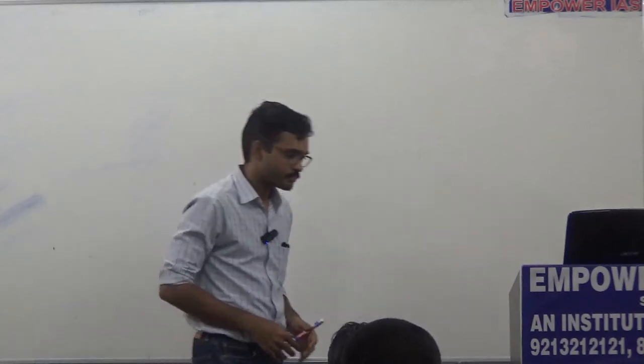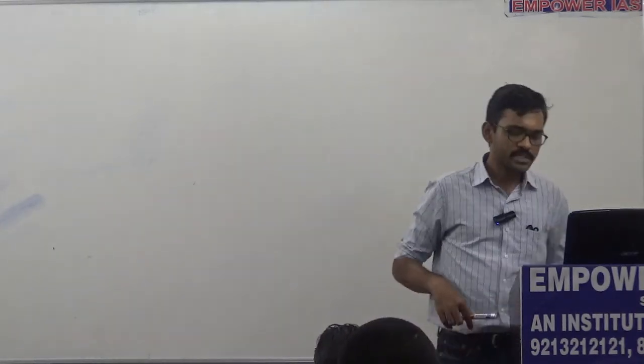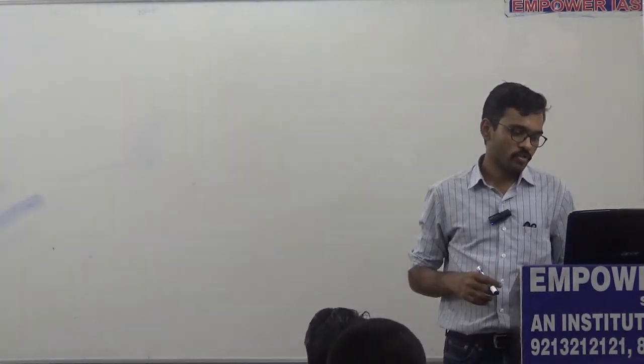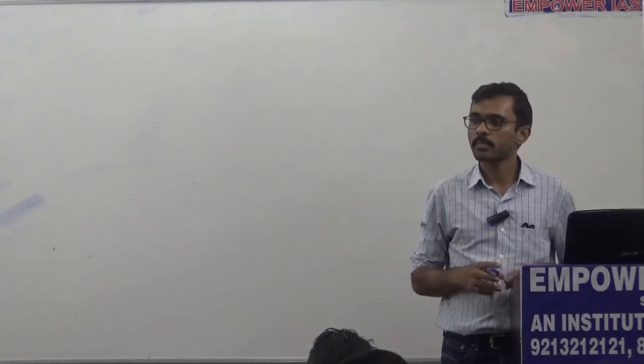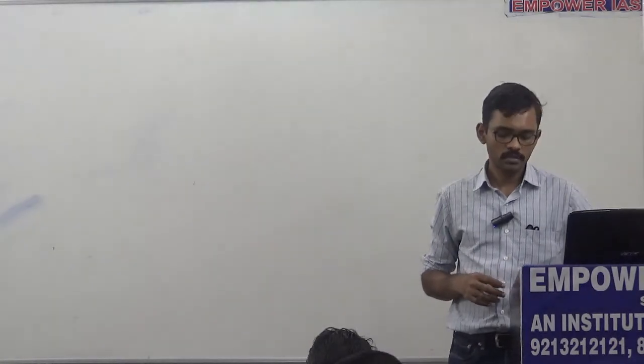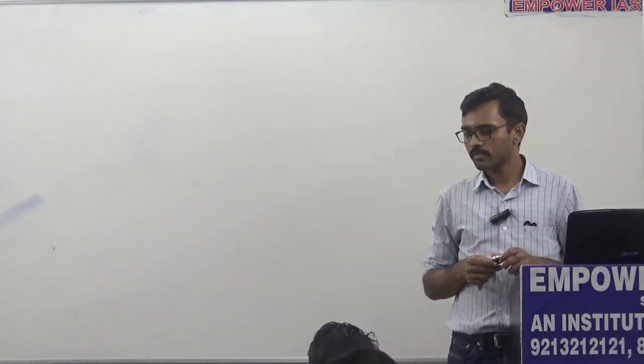Clear till here? Now we will start with the second dimension of ethics, which is normative ethics. So, meta ethics is done. Normative ethics.